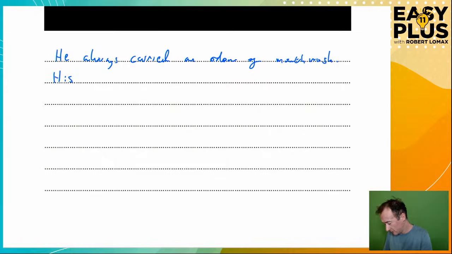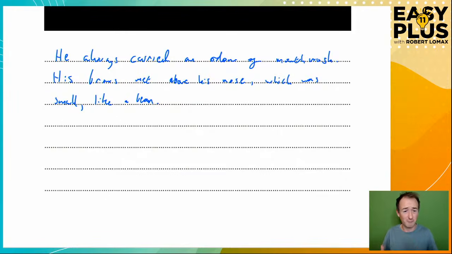He always carried an odour of mouthwash. His brows met in the middle. His brows met above his nose. Where else would they meet, I suppose? But anyway, his brows met above his nose, which was small like a bean. And then you know what they're going to do next. This person writing this, they're going then to say something else about their appearance. Maybe if they're really working the 5 senses, they said something about smell, they said something about appearance, maybe they'll say something about the sound of this character's voice.